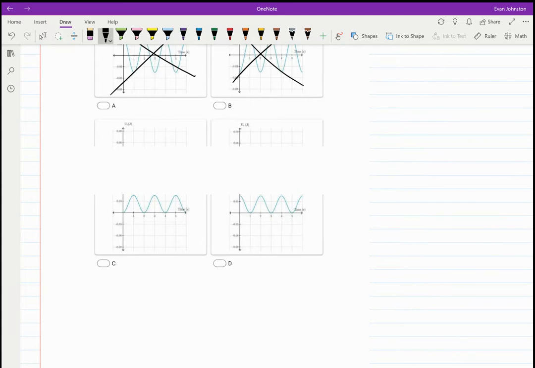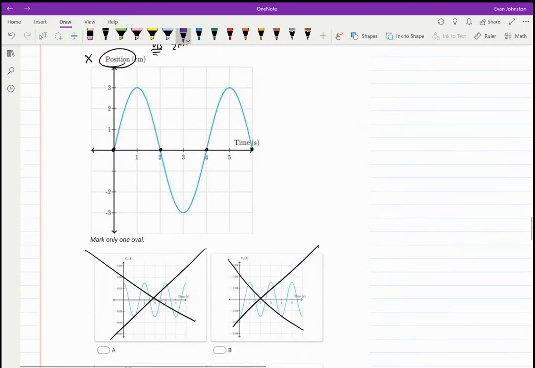What about option C? We have zeros at 0 and 2 and 4 and 6. Oh, we do. And this one, we also have zeros at 0 and 2 and 4 and 6. Now, this one's shifted. So just by deduction, we can maybe guess that it's C. But let's do a little more thinking on this.